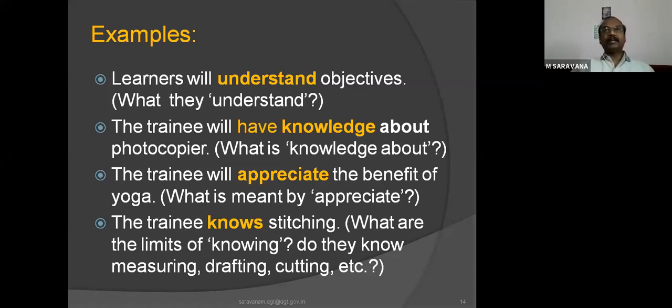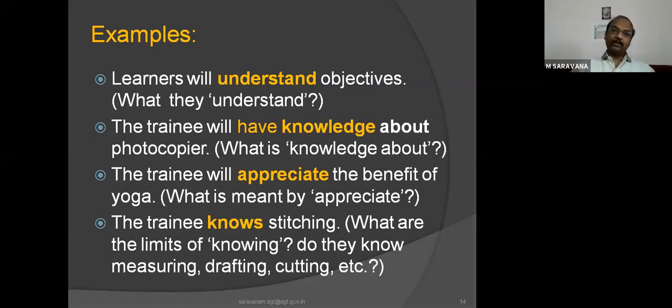So after the session, they will be able to perform Surya Namaskar, how to inhale properly, how to exhale properly, and so on. Inhale is an action word, exhale is an action word, perform is an action word. So we have to write the statements using action verbs properly. If we write "appreciate the demonstration," "understand," "have the knowledge," which are not measurable, that is not proper. And "the trainee knows stitching."